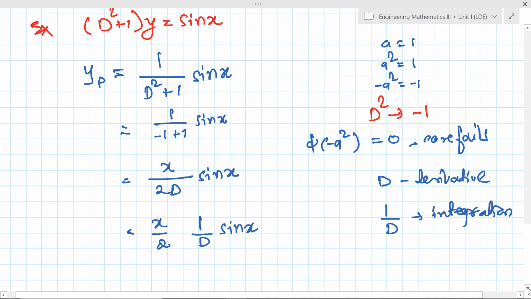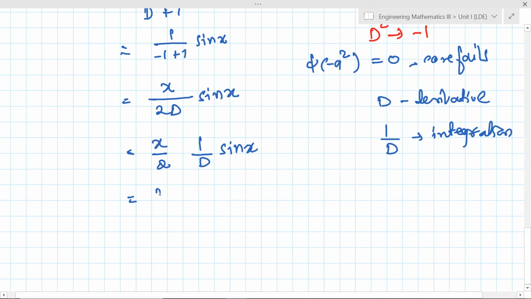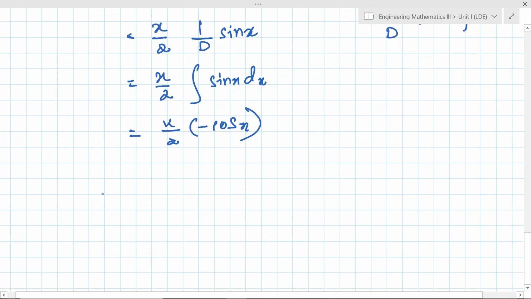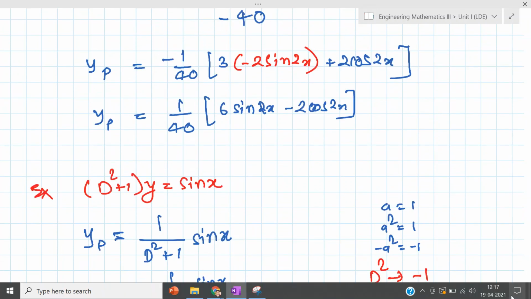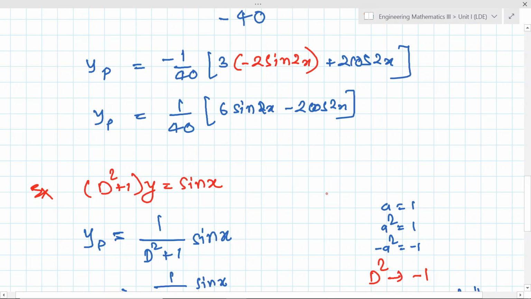What does it mean? It means integration of sine of x: x by 2 into the integration of sine x dx. 1 upon D is nothing but integration. So this is equal to x by 2. What is the integration of sine x? It is minus cos x. And that's it. This is my final answer. Therefore, in this case, my yp is equal to minus x by 2 into cos x. Okay, is there any doubt? Hope you have understood this. It is a simple question.